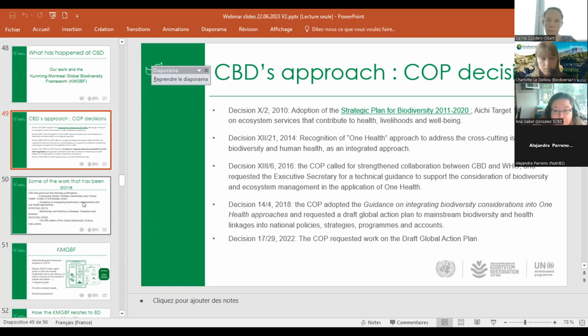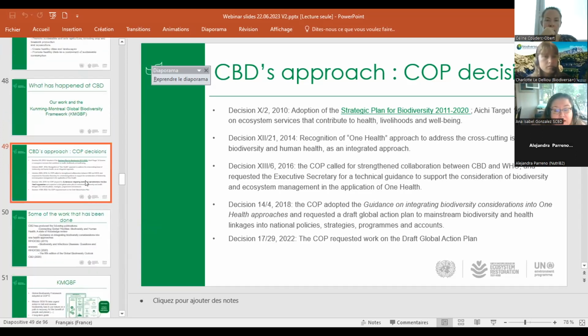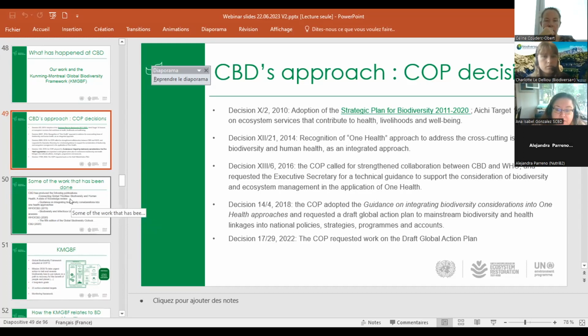more focused tasks for the Secretariat to do. One of them, for example, was adopting the guidance on integrating biodiversity considerations into One Health approaches. And the second, at the last COP, which was in December, requested work on a global action plan on biodiversity and health. The next one.